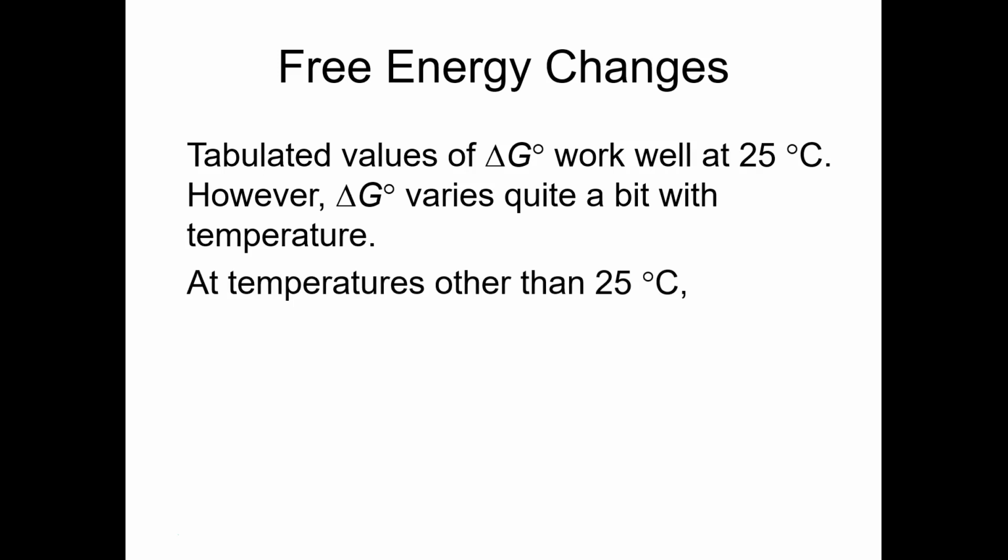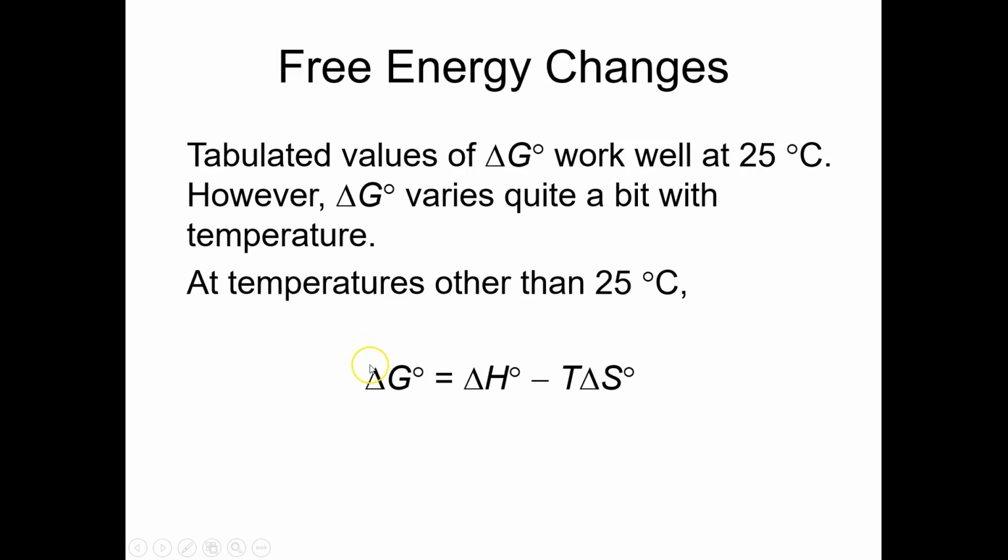And so at temperatures other than 25 degrees Celsius, we can't just sum up the tabulated delta Gs of the products and subtract out the tabulated delta Gs of the reactants. We have to use this equation and sum up the delta H's of the reaction, and then work out delta S of the reaction, and then plug both of those values into this equation to get delta G of the reaction. So I've just said that delta G varies quite a bit with temperature.